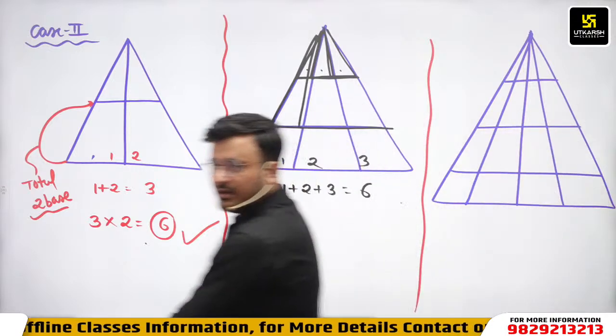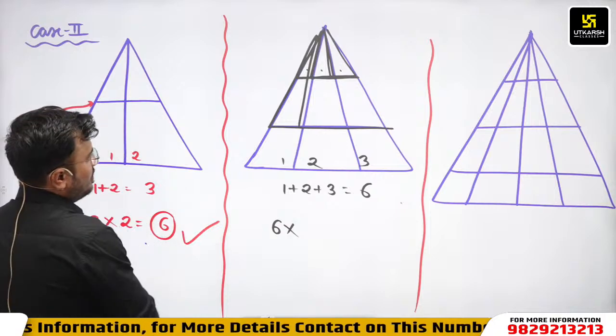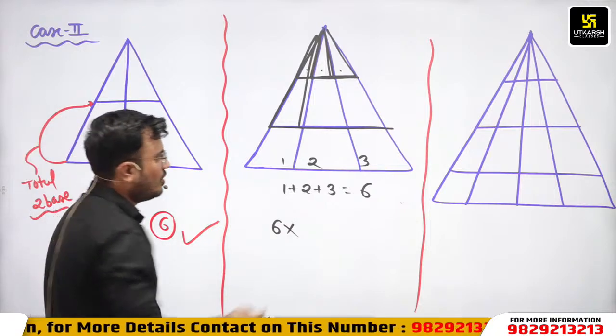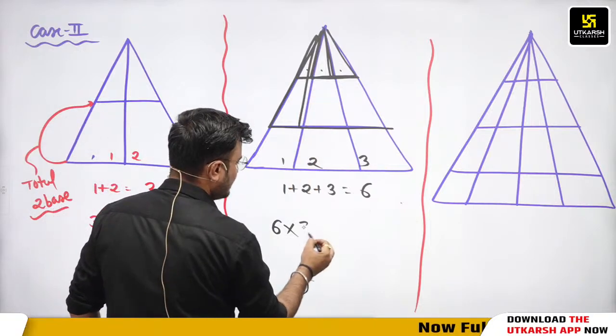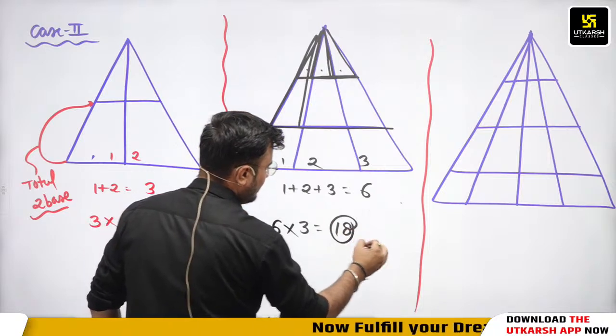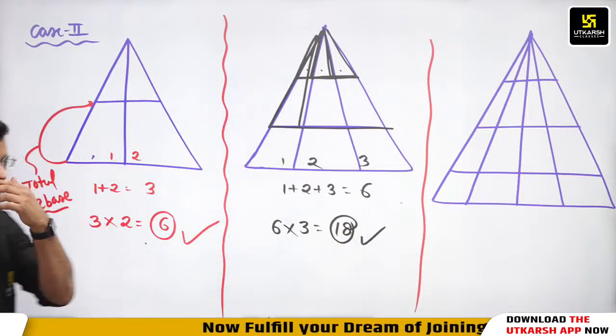So total, each base will provide you total 6 triangles. So how many bases are there? 1, 2, 3. 6 into 3, so total 18. So total 18 triangles are there.